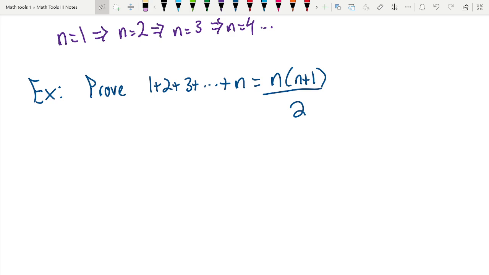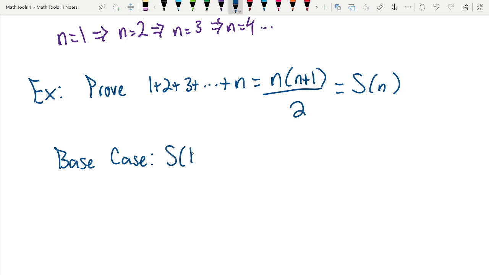So, maybe it's good to just give this a name just so we can talk about it. S of n. So first we'll show the base case. Okay, S of 1, that's going to be equal to 1, which if you plug that into this formula here, that would be 1 times 1 plus 1 over 2, which is equal to 2 over 2, which is equal to 1. So we see that this one is true. All right, we know that 1 is definitely equal to 1 plugged into this formula.